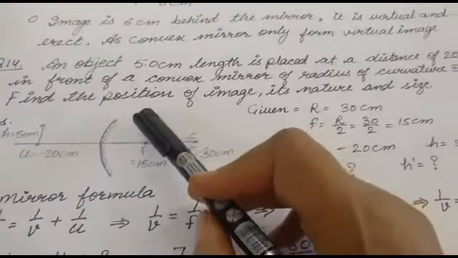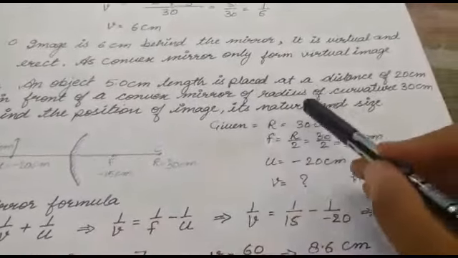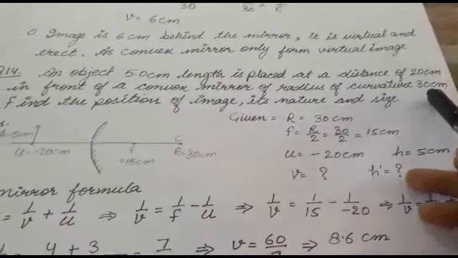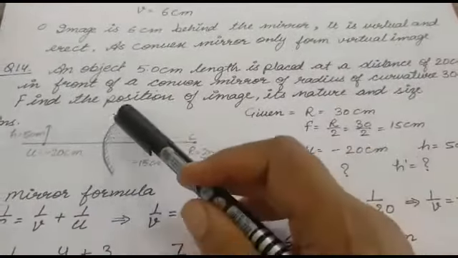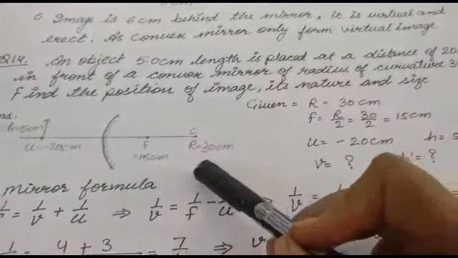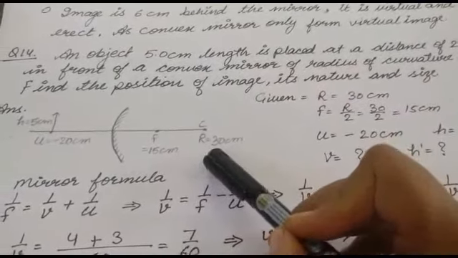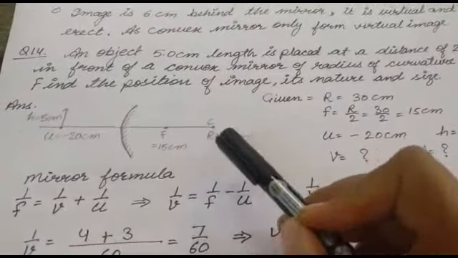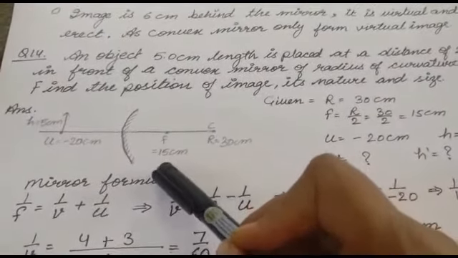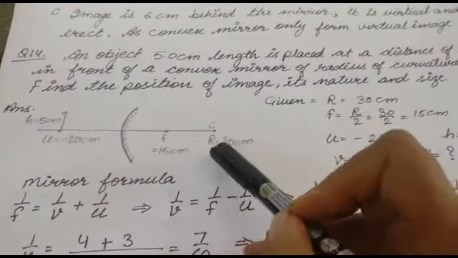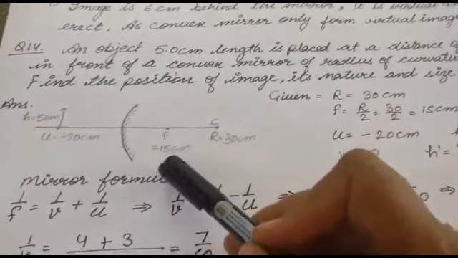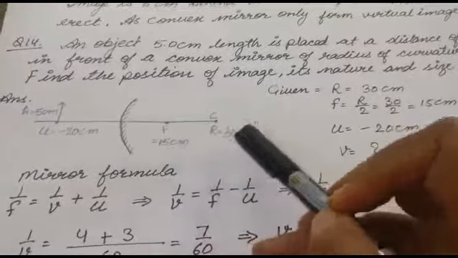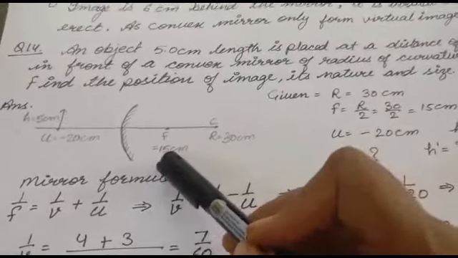Now what else is given? The radius of curvature, that is 30 centimeter, is given. We know that the center of curvature of the convex mirror lies to its right side. This is the radius of curvature, and we know that the focal length of the mirror is equal to half of the radius of curvature. So the focal length is half of 30 centimeter, that is 15 centimeter.